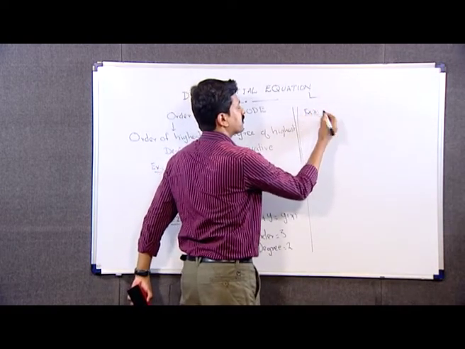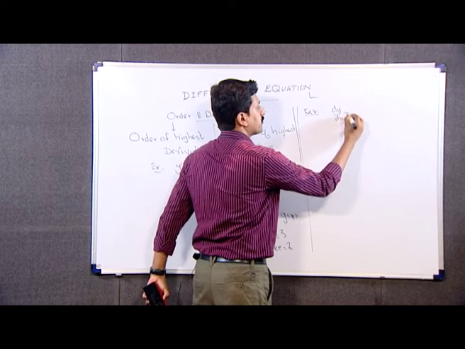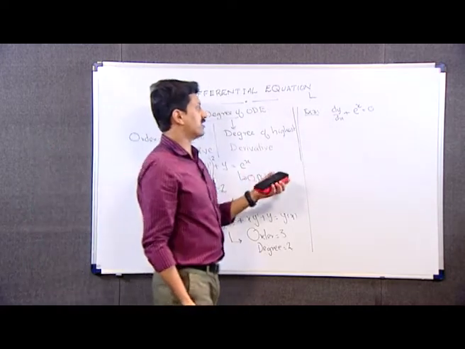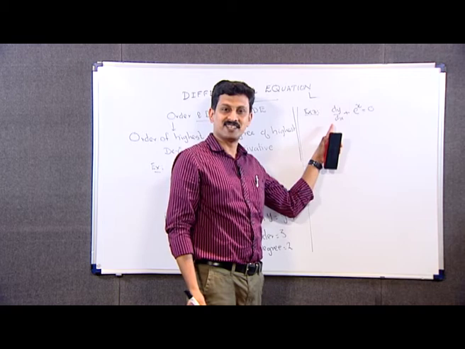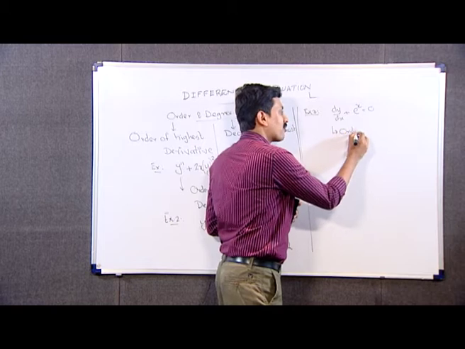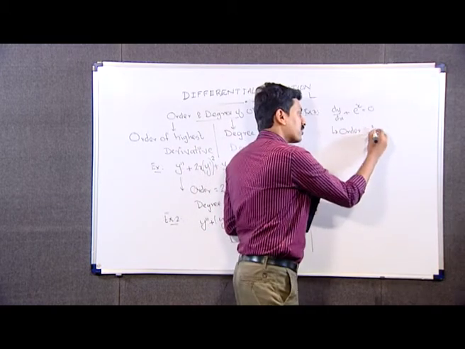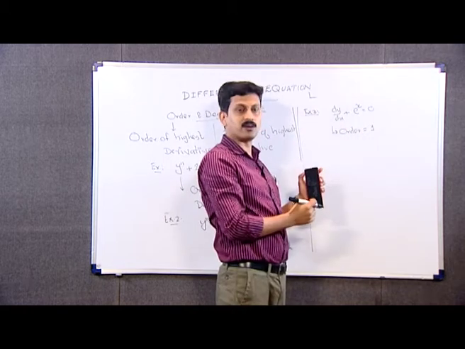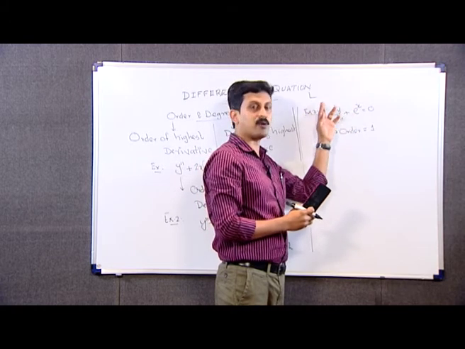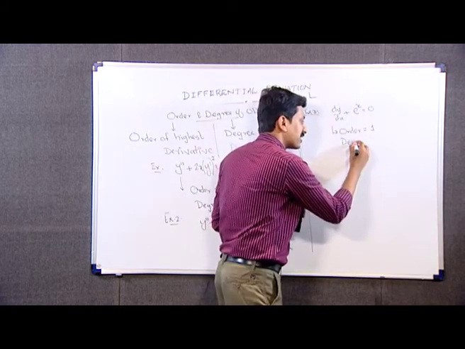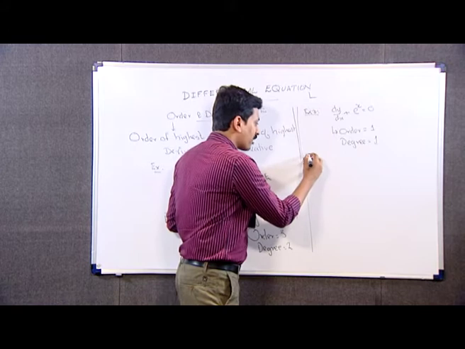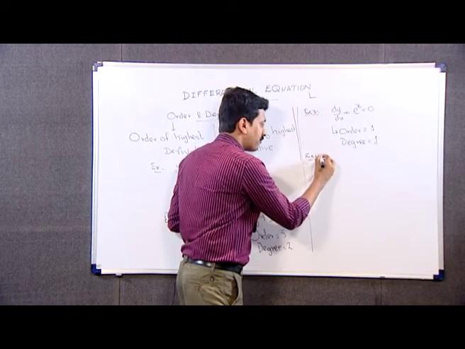Example 3: dy by dx plus e raised to x is equal to 0. Simply we can say that it involves only dy by dx, the first order derivative. That is why the order is equal to 1. As well as its maximum power, here only dy by dx is there, so there is no power. That means the degree is equal to 1. And we can move to one more example, example 4.